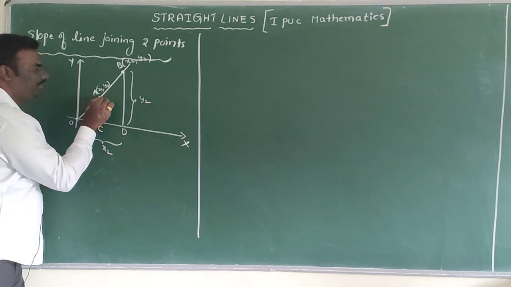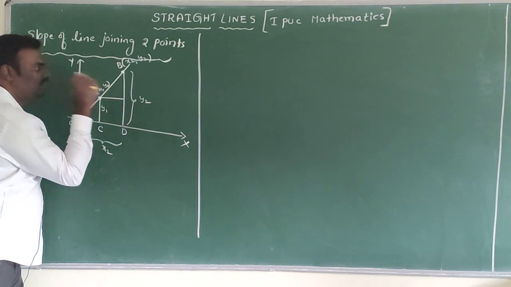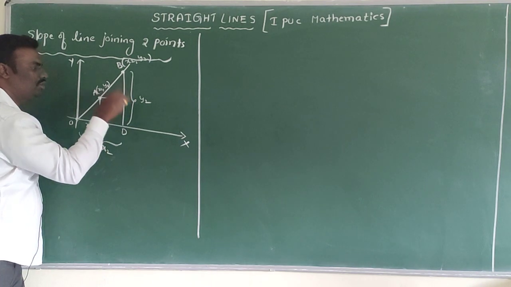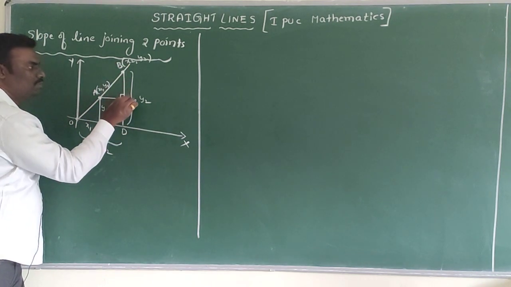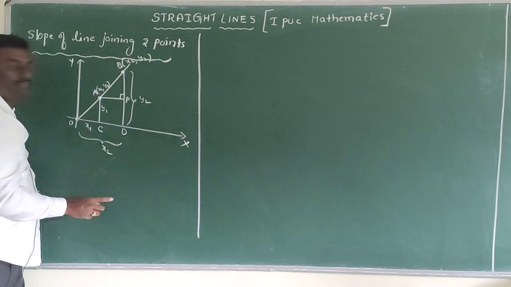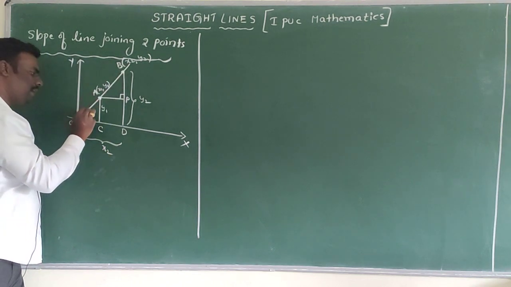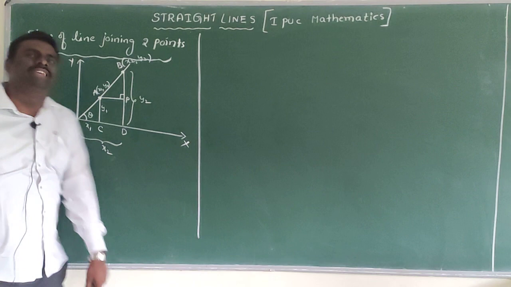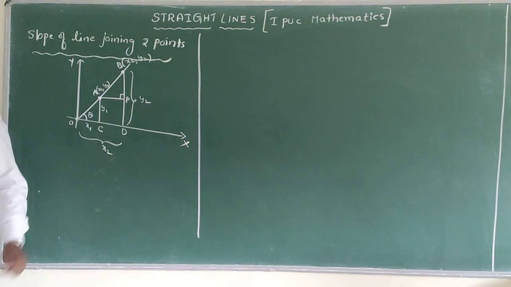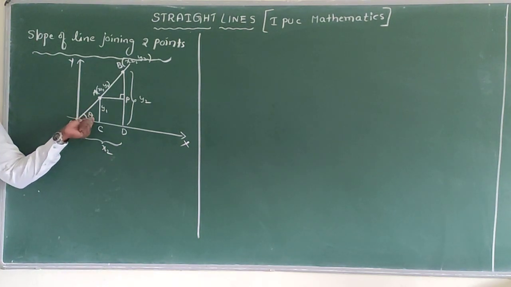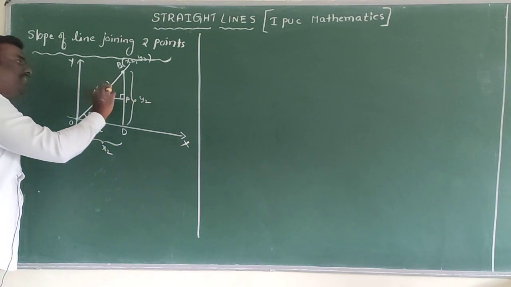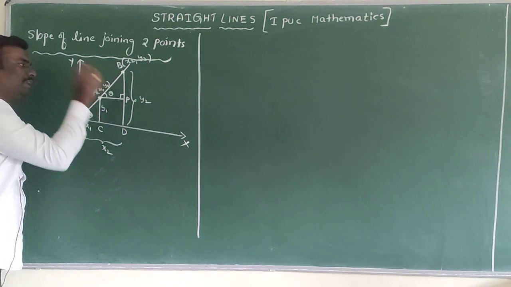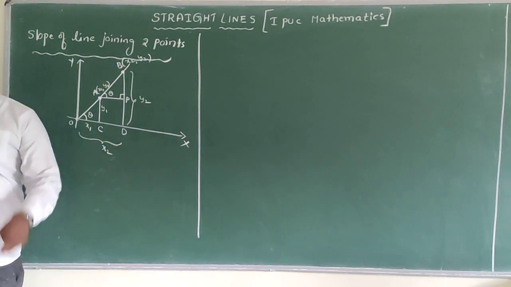From A, draw a line which is perpendicular to BD, that is point P. Now the straight line makes an angle theta with the x-axis. Here, this line makes angle theta with the x-axis, so the angle formed at A is also theta, because both lie on the same line.